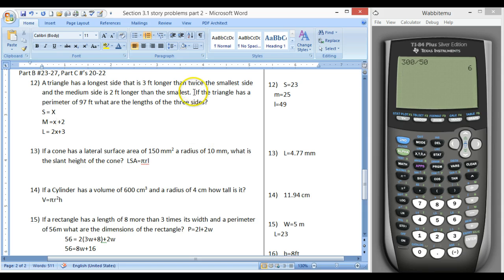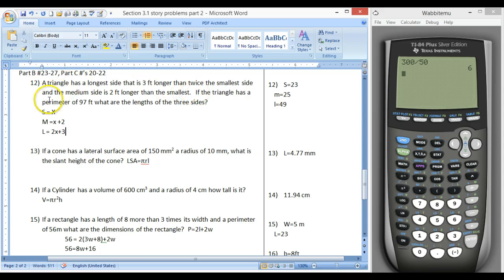So again, I'm going to put that in terms of the smallest, which is X. There we go. So now I've translated, using this first part, the 3 sides. The smallest side, it didn't give me anything to translate, but everything was referring to the smallest, so that was my variable. The medium side tells us that the medium side is 2 feet longer than the smallest, so I add 2 to the smallest, which is X. And the longest side, 3 feet longer than twice the smallest, is 3 plus something, which was twice the smallest, or 2x.